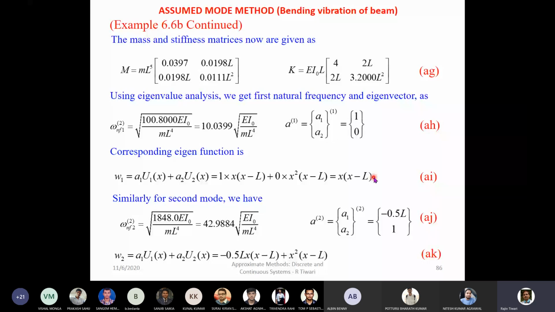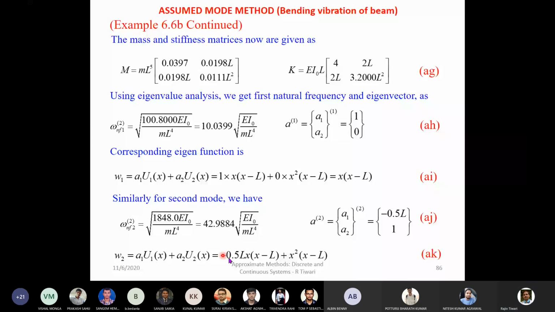Similarly, this is the second natural frequency from the eigenvalue problem, and this is the corresponding eigenvector. Now, if you want to get the mode shape, we need to substitute in this. A1 is minus 0.5L, and this is the first admissible function. A2 is this one, 1, and this is the second admissible function. So now we could get 2 natural frequencies and corresponding mode shapes. Now we'll plot this.